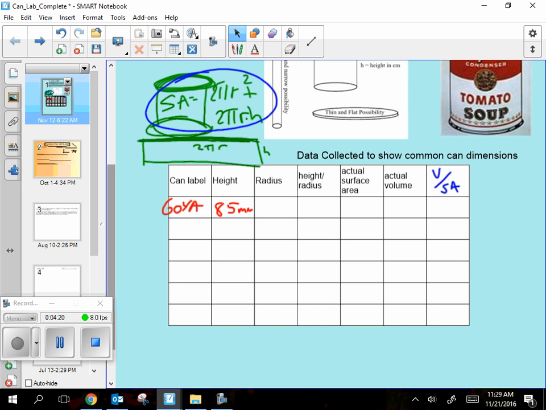And then you just have to look at the dimensions of it and go, oh, okay, it doesn't look like it's this kind of can. Looks like it's more like that kind of can. And I will tell you that it is not a typical soup can. Everybody thinks it is because you see more of these than anything else. It's not. All right. You'll have to figure that out. So that last column is V over SA. You got 2 formulas written down. Hopefully you got that all done by now because I'm about to move on.